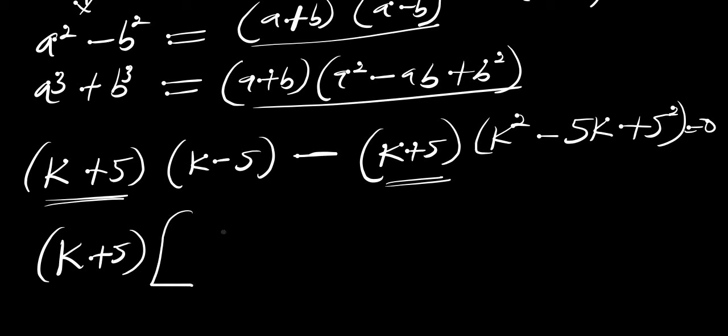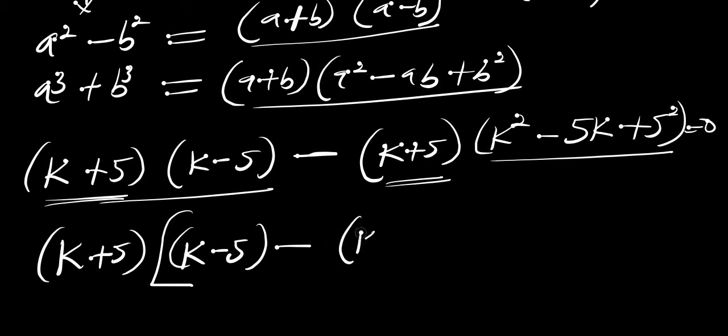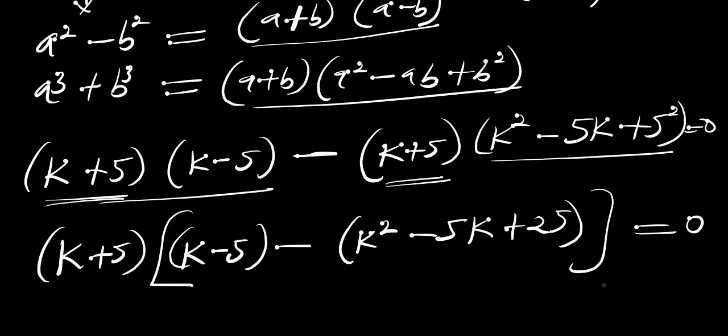Make use of this. Divide this by this. We are going to have k − 5. Have you seen that? Then what we're going to have left is minus, let me put this in a bracket, the whole of this: k² − 5k + 25, and everything equals 0.